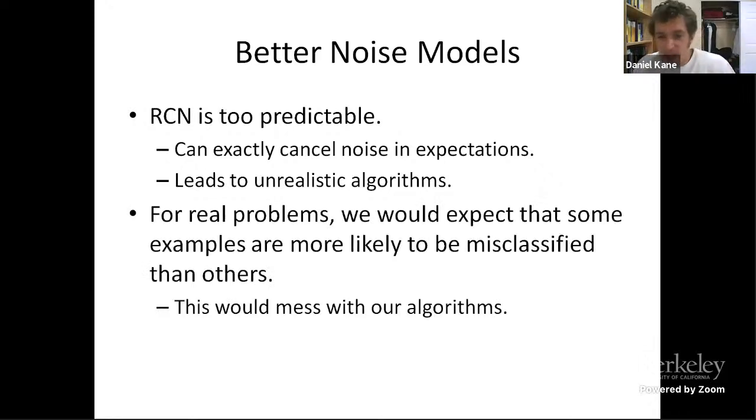For example, we might expect that in real world problems, some examples, say maybe examples very far from the decision boundary, will almost never be misclassified, whereas examples very close to the decision boundary might be misclassified with much higher probability. Now, it might not sound like having some examples with a lower probability of misclassification will make things harder, but it would actually mess up these particular algorithms that we're using. And so this suggests, at least to me, that we need a better noise model than random classification noise if we want to understand real problems.